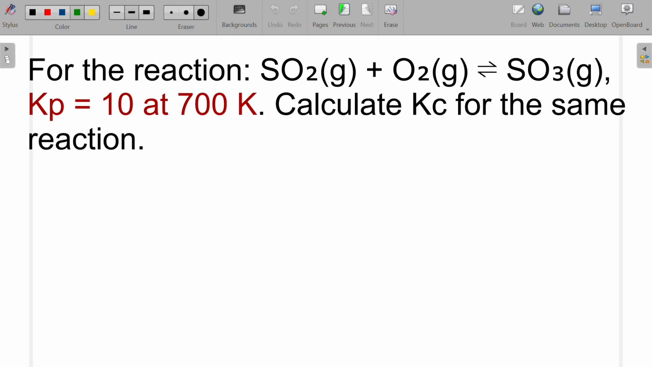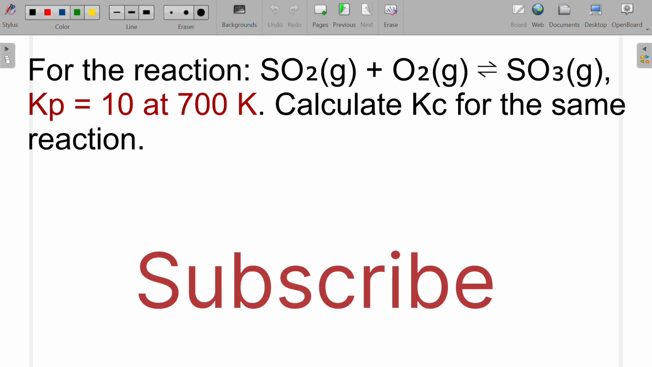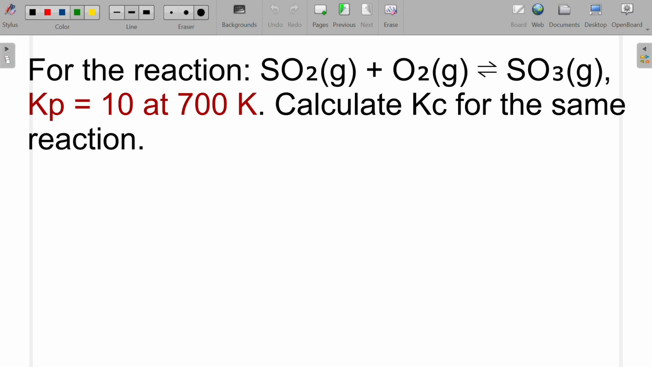Hello viewers, so we have this question that says for the reaction sulfur dioxide added to oxygen giving us sulfur trioxide, Kp is equal to 10 at 700 Kelvin. Calculate Kc for the same reaction. Now, for us to find our Kc, we need to use the relationship between Kp and Kc.